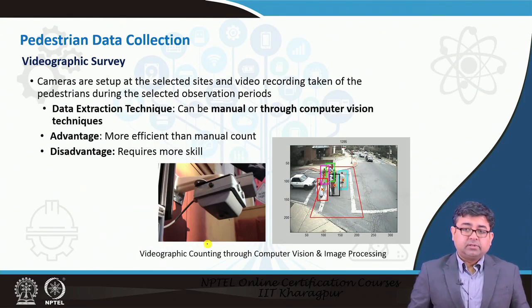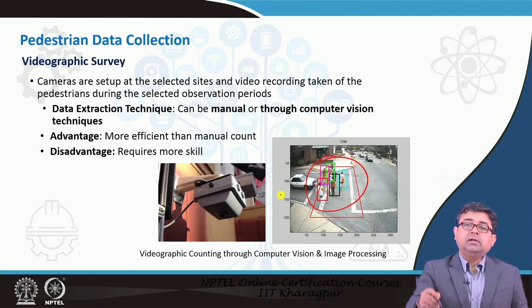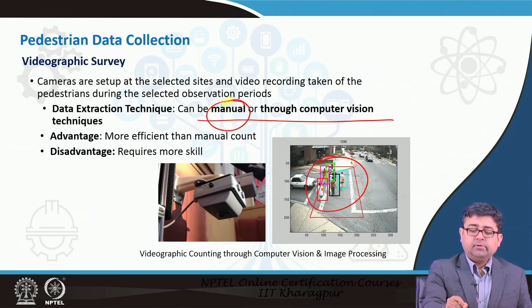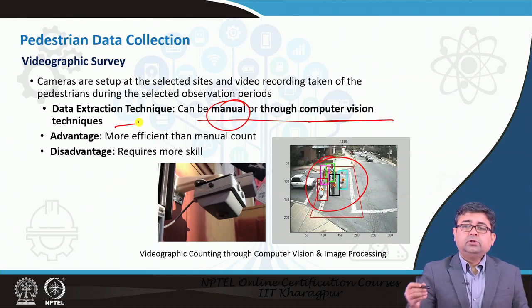There are cameras also. So, rather than having sensors, people also have cameras or take advantage of the cameras that are already existing in many of the intersections. For example, you would see here to count the number of people that are crossing the street. Usually these counting is done manually, but nowadays there are a lot of computer vision techniques that can be used to count the number of people that are crossing that are captured on a video.